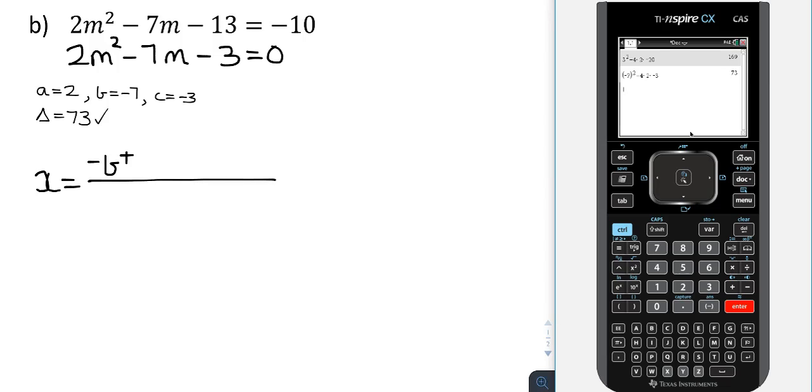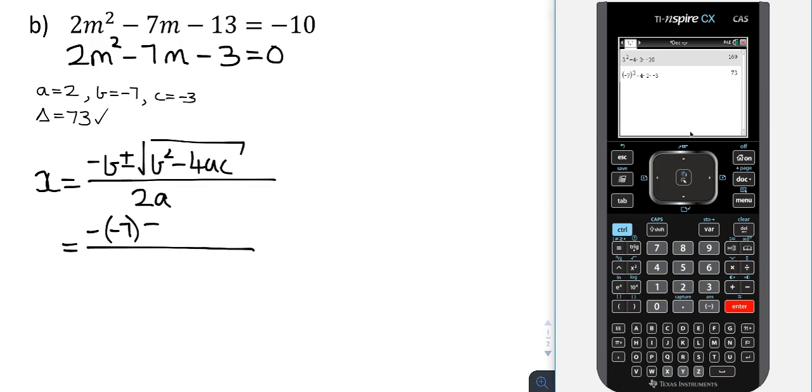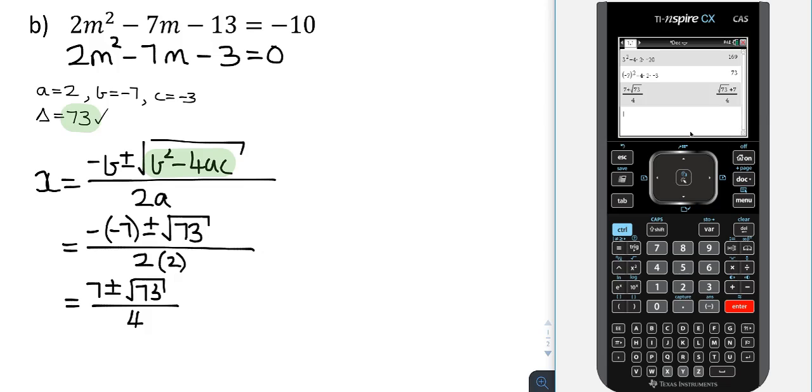So writing that out again, minus b plus or minus the square root of b squared minus 4ac divided by 2a. Substituting in what we know, so we know negative 7. Instead of writing that b squared minus 4ac, I can just write 73, and a is going to be that 2. Simplifying that out, I get 7 plus or minus the square root of 73 divided by 4. And I can put that into my calculator. My calculator is going to tell me, can I simplify it anywhere? And by the looks of this, I can't. So 7 plus root 73 on 4 is just popped out with the same thing.